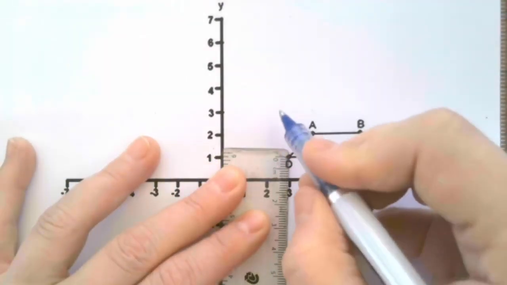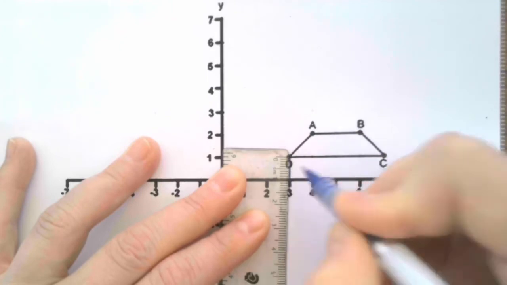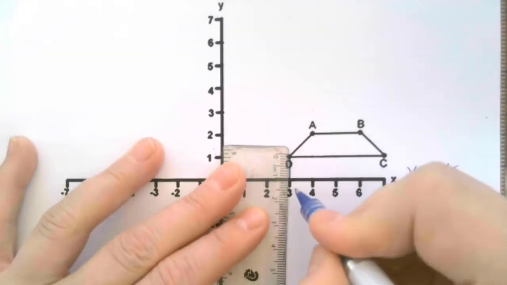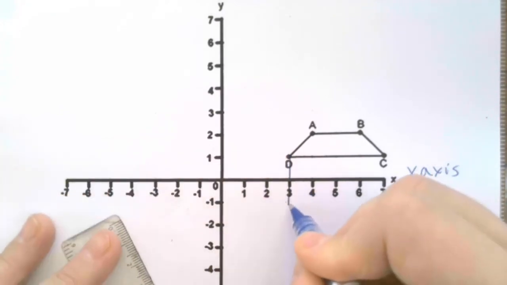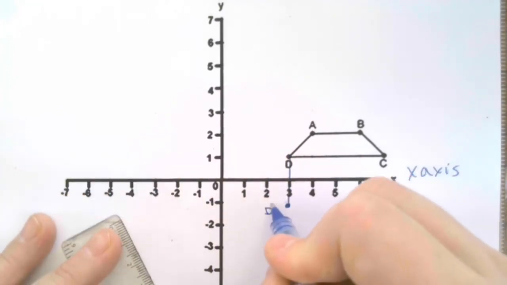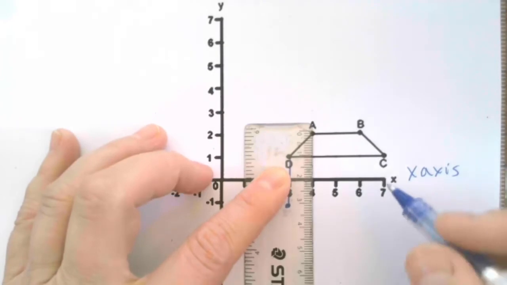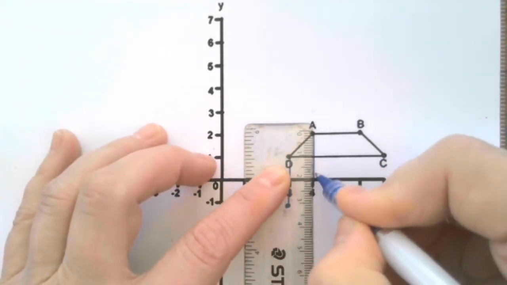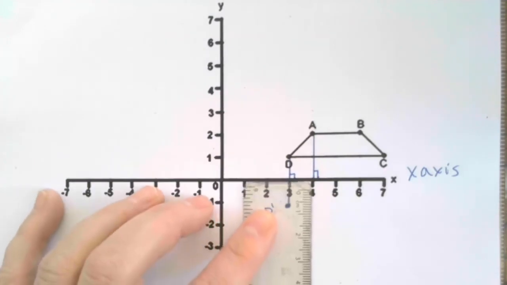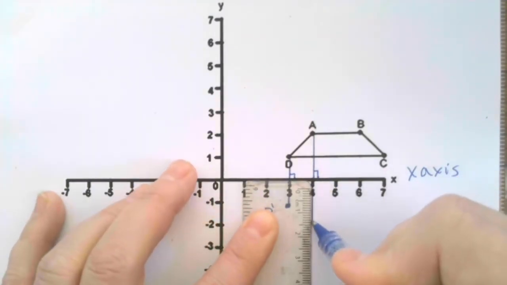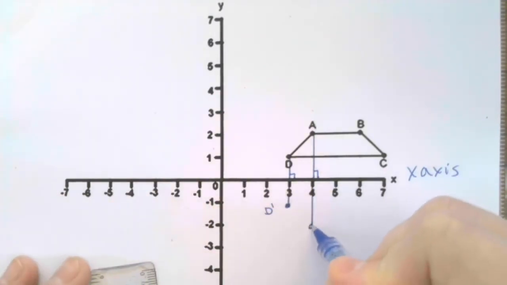So if D is a distance of 1 to the x-axis, D prime will be a distance of 1 to the other side of the x-axis. That's our D prime. Now A is a distance of 2, and remember these are perpendicular distances. A is a distance of 2, so we're going to go 2 on the other side.